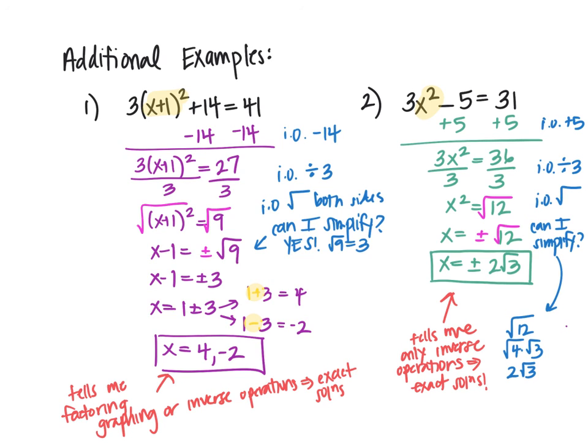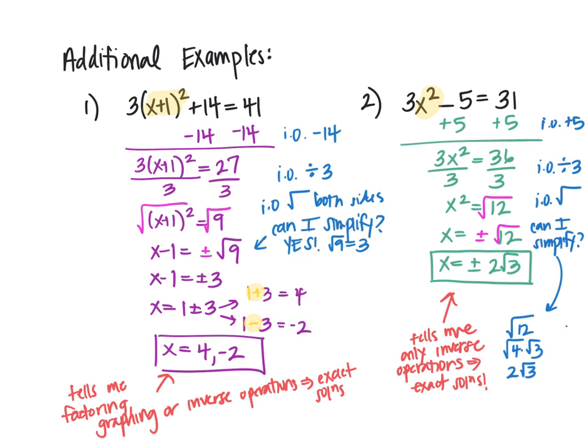For additional example number 1, you should have gotten 4 and negative 2. Notice square root of 9 is a perfect square, so you would have to keep going and simplify it down to 3, and then we can get our two solutions of 4 and negative 2. Looking at my answers, 4 and negative 2, they are rational, which means there are no messy decimals. It tells me that I could have factored, graphed, or used inverse operations to get an exact solution.